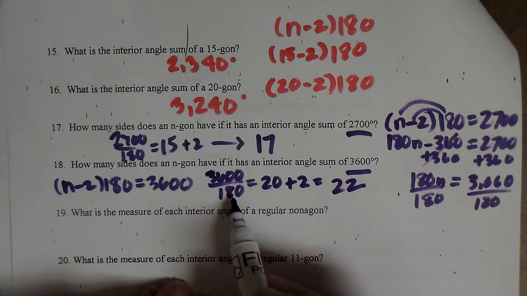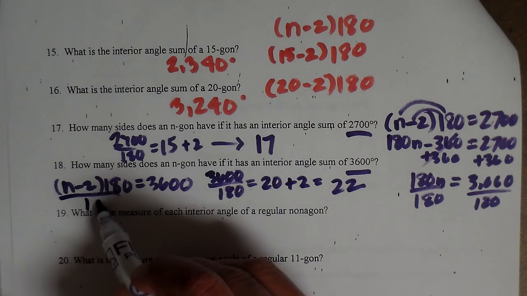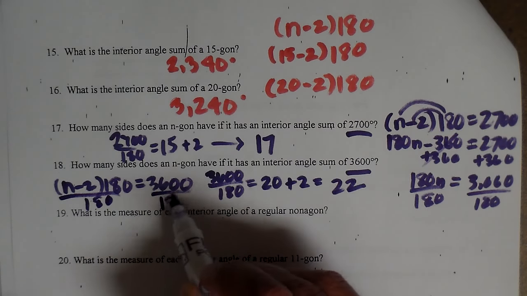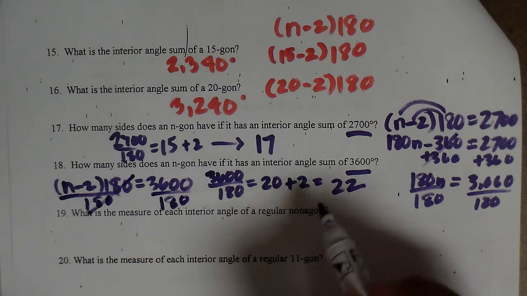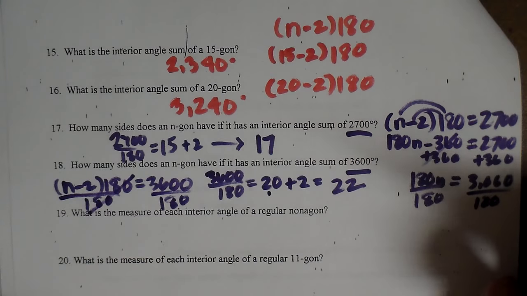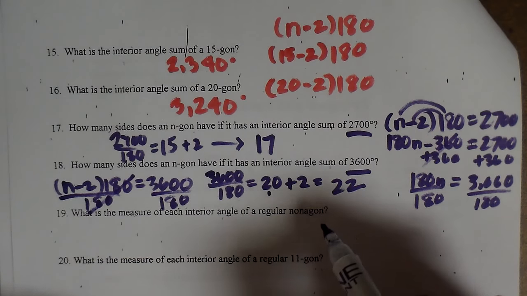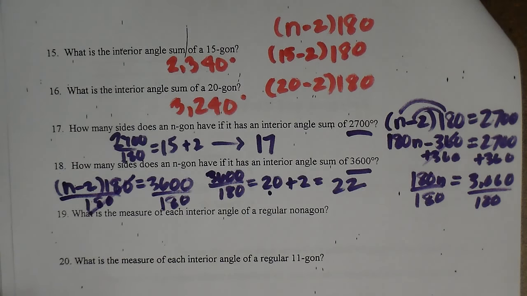If you look at it, this is actually a way to solve this. Technically, couldn't I divide both sides by 180? Then I'm left with 20 equals n minus 2. So what would I do with the 2? Add it to both sides, right? That's the easiest way to remember it: go backwards. Divide by 180 and add 2. That's how you do the interior angles.